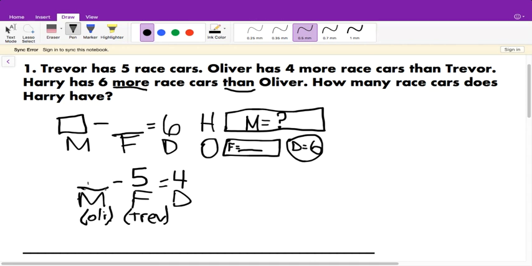Now remember, whenever we're looking for this first number, we can add these 2 numbers together because they are the partners that make up this total. So 5 plus 4, I know 5 plus 4 is 9. That's right. So I'm going to put 9 here. Now I know how many race cars Oliver has, so I can go back to my first equation and put 9 in for Oliver. And now I'm able to solve this.